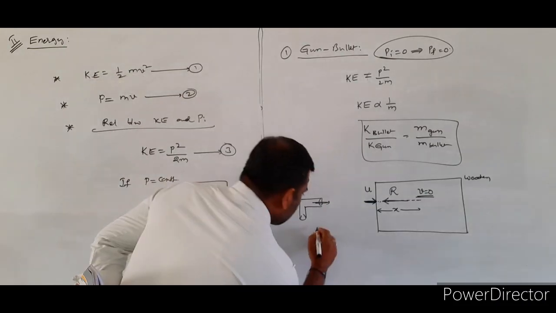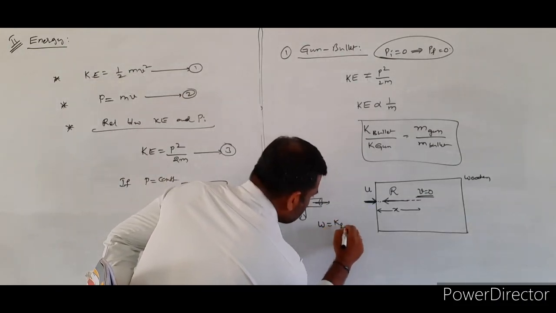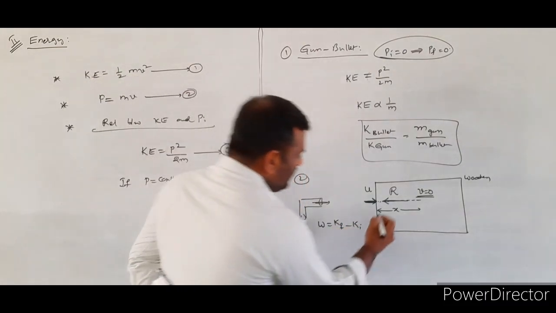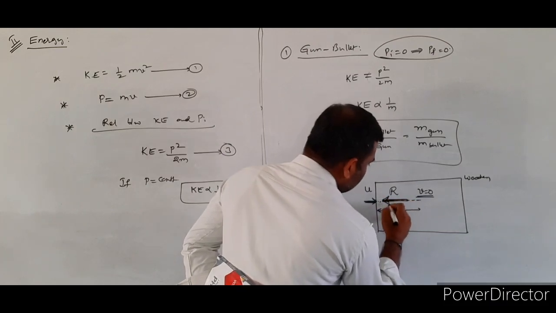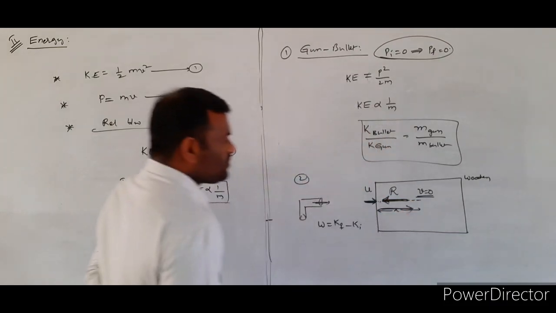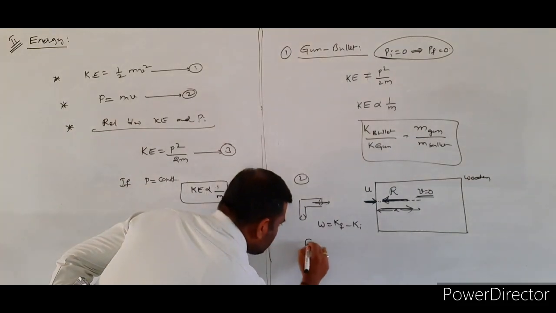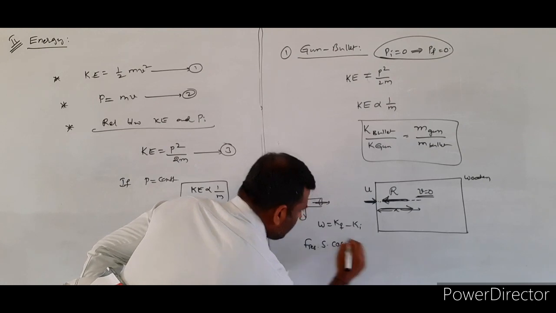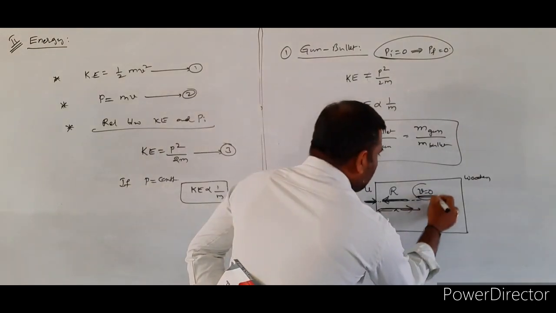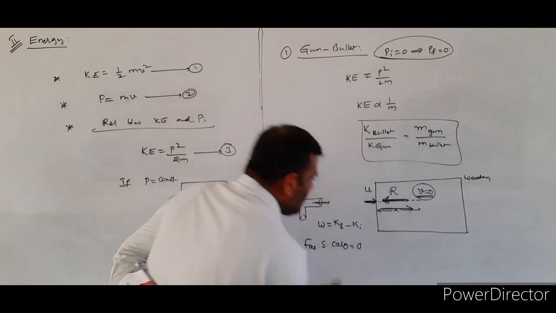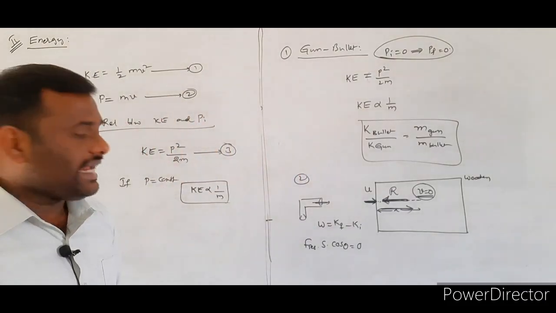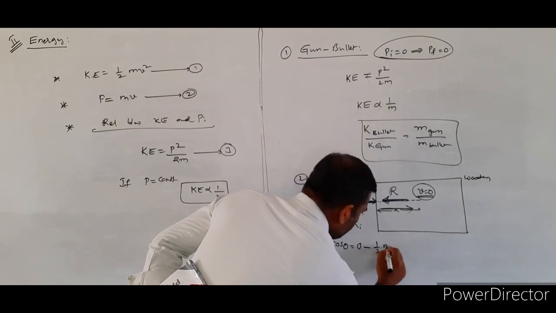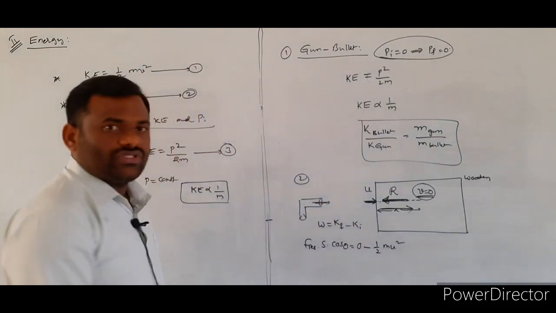What is the work energy theorem? Work done is equal to change in kinetic energy. See here, the resistive force will be acting towards the left, displacement will be towards the right. So work done is equal to resistive force into displacement into cos theta, that is equal to... Finally, it comes to the state of rest, so the final kinetic energy value is equal to 0, minus initial kinetic energy, which is half m u square.